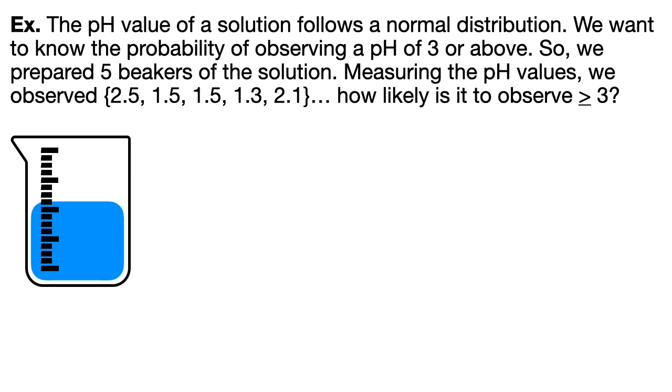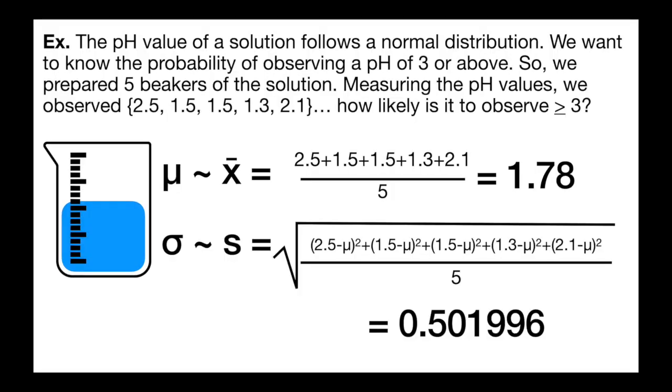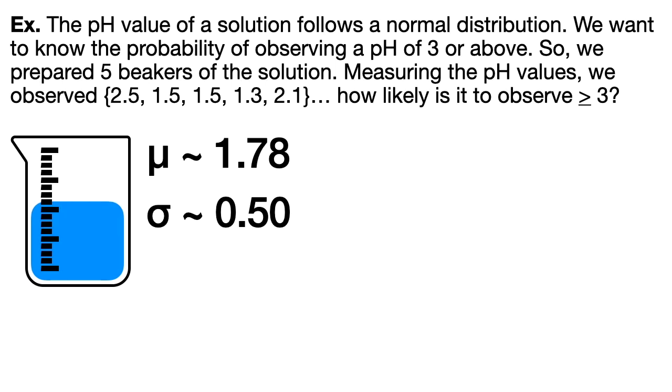Here's an example. If we have a solution whose pH follows a normal distribution, and we prepare 5 beakers of the solution, then we can calculate the sample mean and the sample standard deviation. Then we can model a normal distribution using these parameters, the sample mean and the sample SD, to estimate the probability of observing a pH greater than or equal to 3.